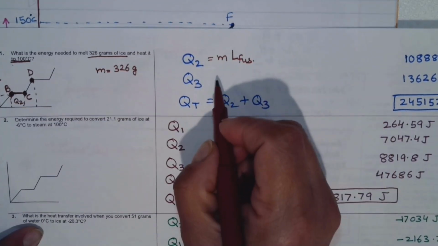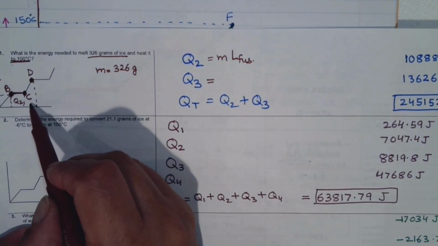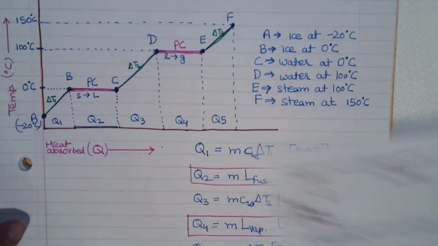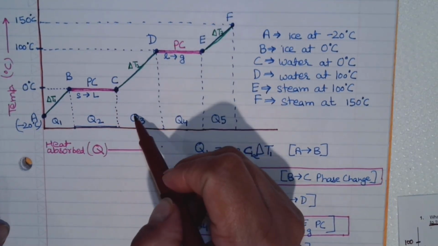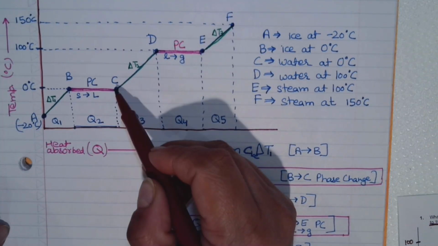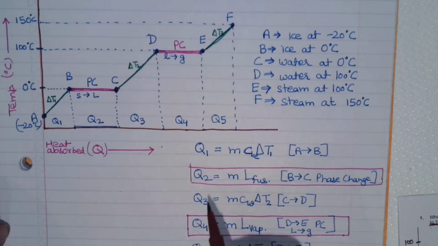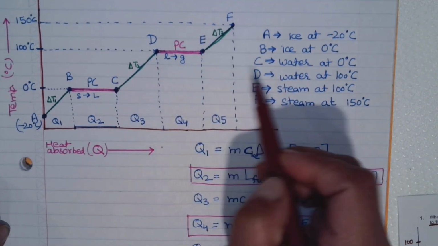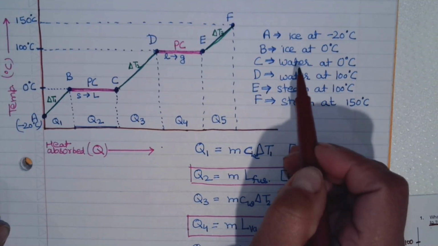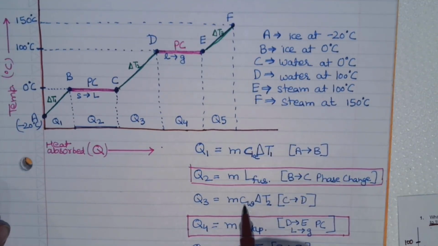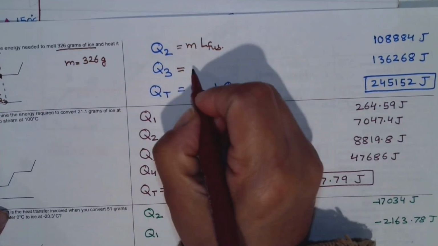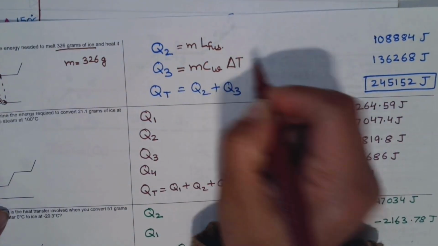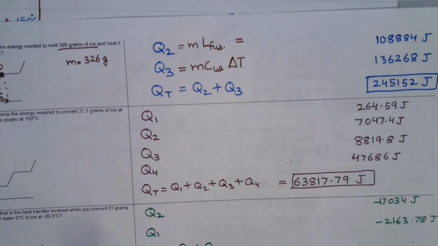Okay. And then Q3, going from C to D is Q3. Since the temperature changes from 0 to 100, Q3 is mcΔT. At C we have water, at D we have water. So we're going to use the specific heat of water here when we are using mcΔT. So Q3 is mcΔT with specific heat of water. Delta T changes. Right? Now let's plug in the values.